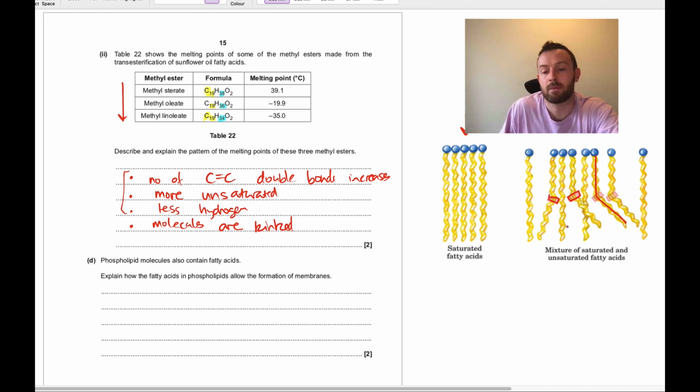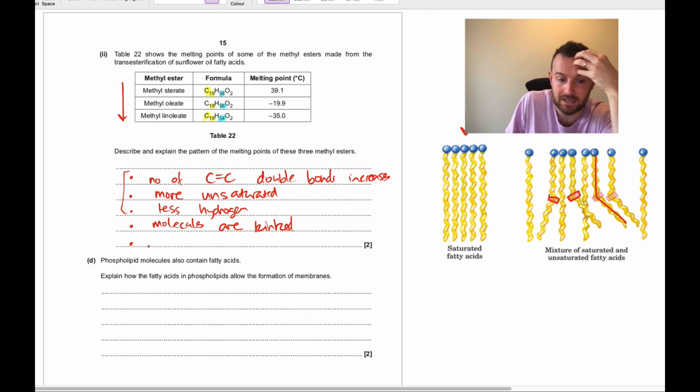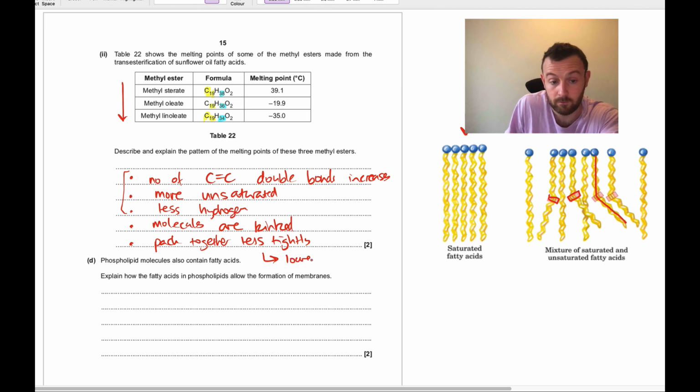That means that when you try and pack them together, they don't pack as tightly, which means that they have a lower melting point. Molecules are kinked, so they pack together less tightly, which leads to a lower melting point.